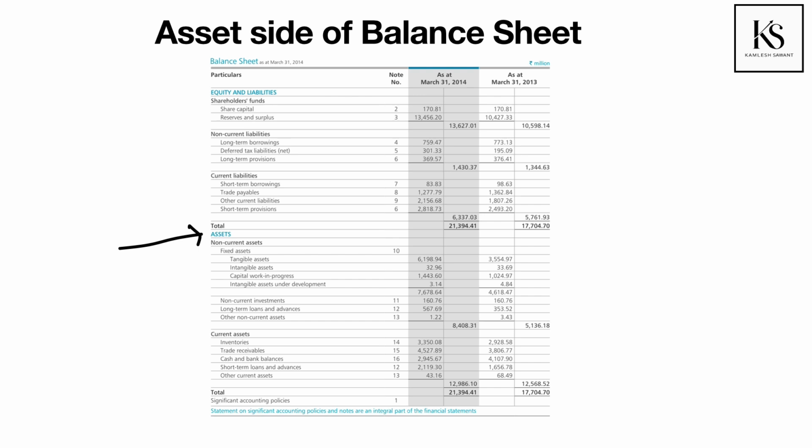Here is the snapshot of the asset side of the balance sheet. As you can see, the asset side has two main sections, that is non-current assets and current assets. Both these sections have several line items included within. We will look into each one of these line items.